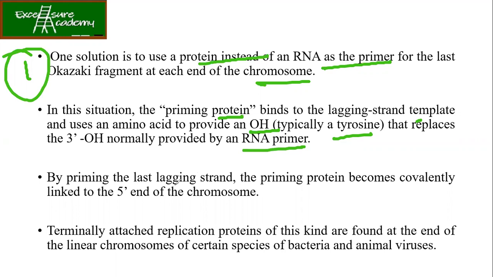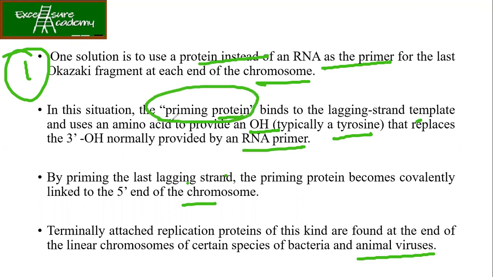Now, by priming the last lagging strand, the priming protein becomes covalently linked to the 5' end of the chromosome. Terminally attached replication proteins of this kind are found at the ends of linear chromosomes in certain species of bacteria and animal viruses. But guys, this is not happening in the case of eukaryotes. Okay, in some bacteria and some animal viruses this case has been seen, where the end replication problem is solved with the help of a protein, and the entire process is called the priming protein mechanism. So you can see that at the end of the chromosome, the protein is present.